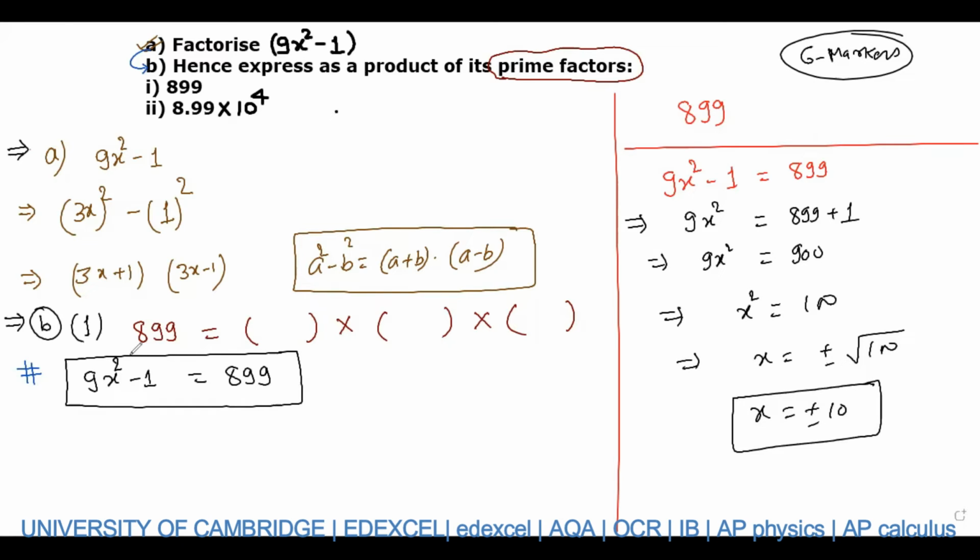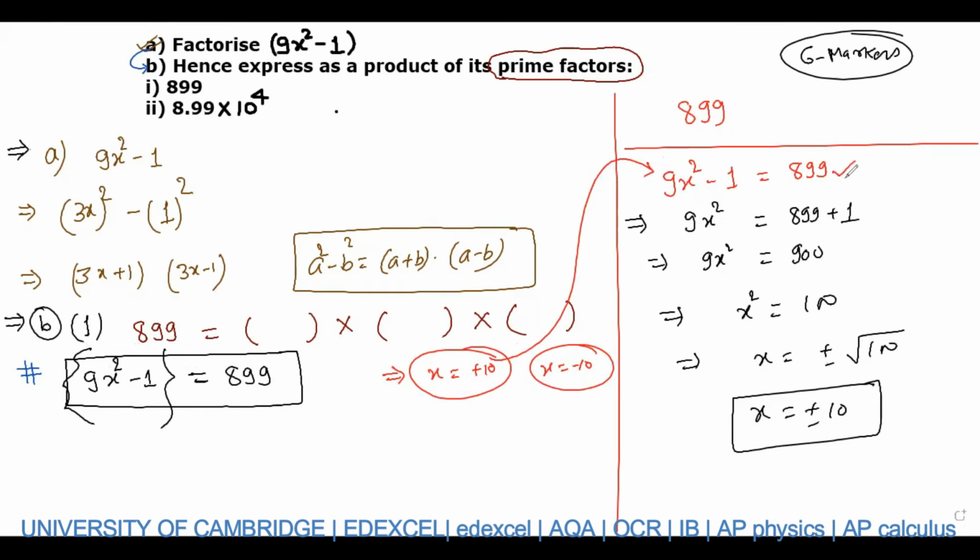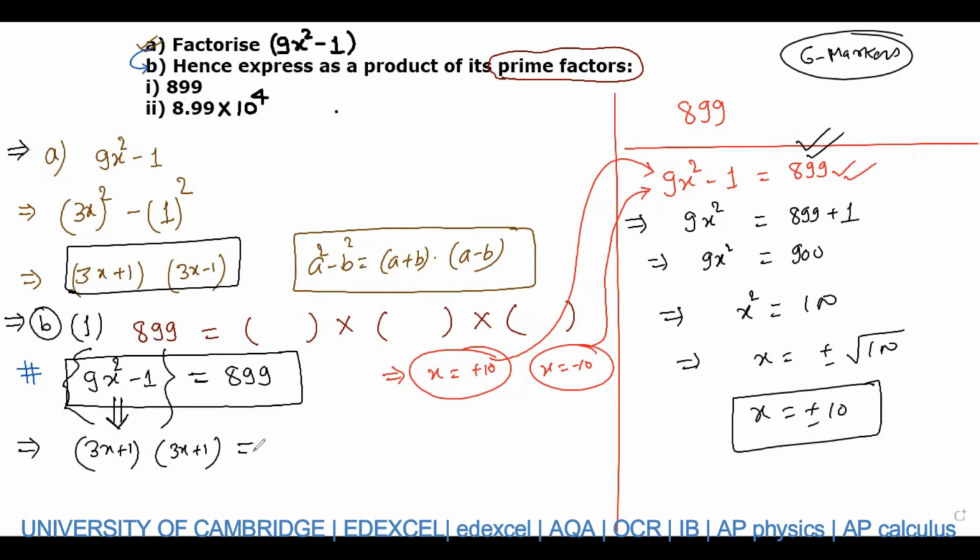Okay, so if you want to write 899 in the form of 9x square minus 1, it's okay, no problem. For this, your x should be equal to either plus 10 or minus 10. You may check it also. If you put the value of x in this expression, you will get 899 for sure. If you put x is equal to minus 10 in this expression, you will get 899 for sure. So what we can do, see, the factorization of this 9x square minus 1 can be written as 3x plus 1 and 3x minus 1. Let's see this expression. This should be equal to 899, and this will be equal to 899 for x is equal to 10.